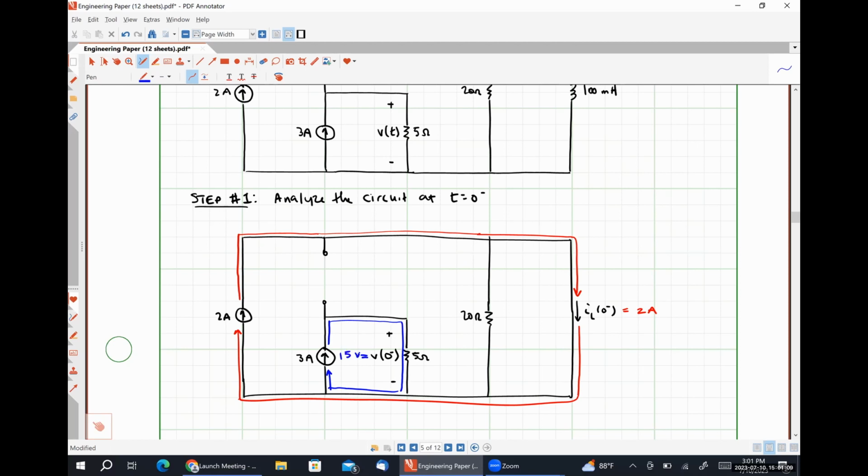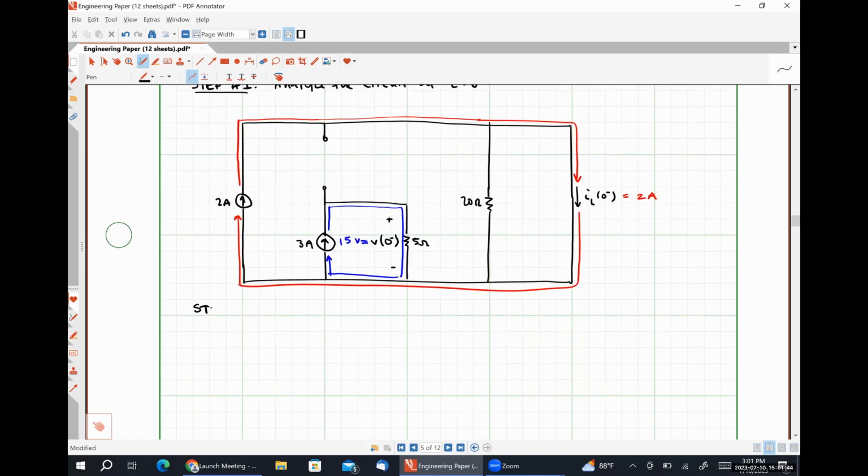So nodal analysis and mesh analysis were absolute overkill for this particular circuit. Look for the easy relationship first, and if you can't sort things out using them, then move along to nodal. Okay. All right, so are we in agreement that IL at 0 minus is 2 amps and V at 0 minus is 15 volts here? Yes. All right, so now we're going to move along to step number 2.